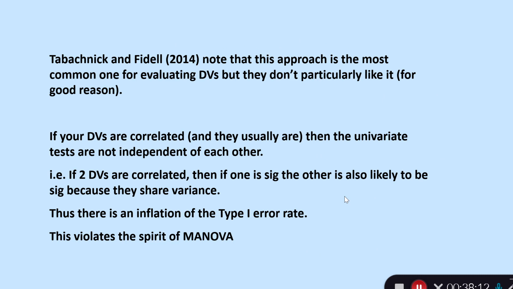Tabachnick and Fidell in their textbook note that this approach is the most common one for evaluating the contribution of DVs, but they don't particularly like it. Okay, so it is the most common. If you use SPSS, it gives you the univariate ANOVAs table automatically. So it is easy to just look at that to assess which ones were significant contributors to differences on the IV. But if you do that, it raises the question of why did you bother doing a MANOVA in the first place? Why not just do separate ANOVAs, really?